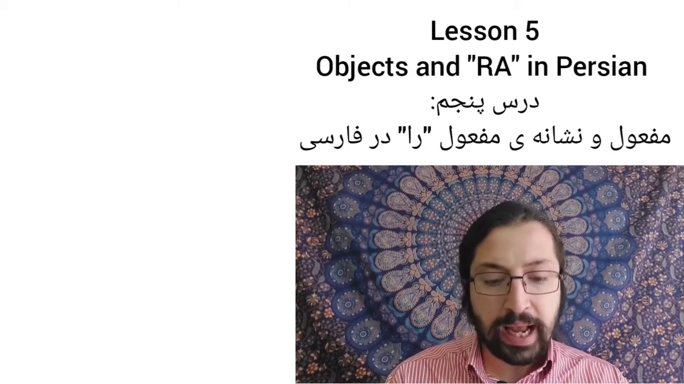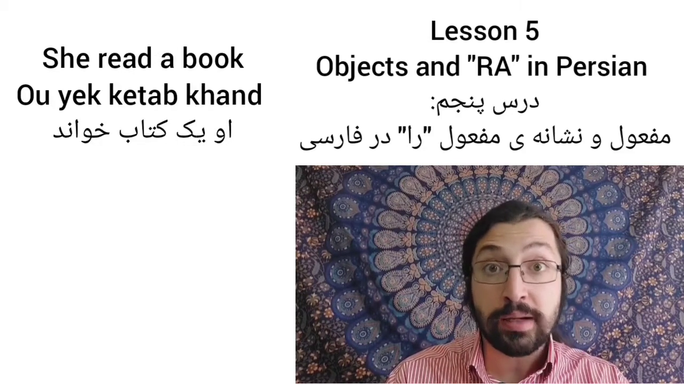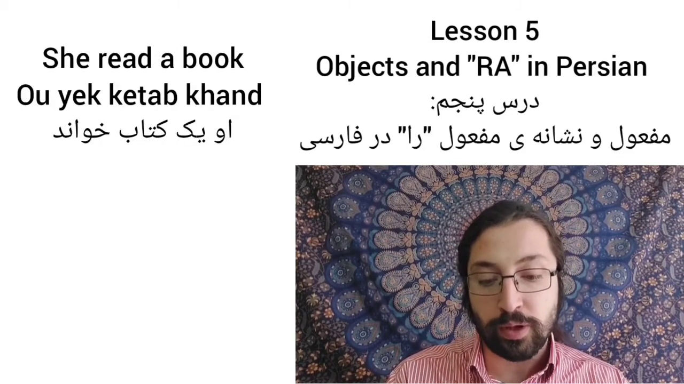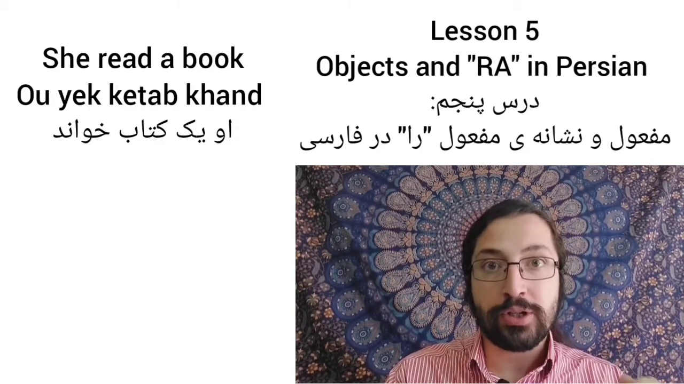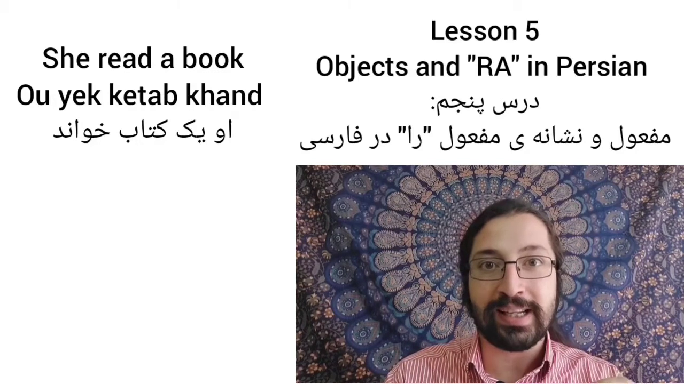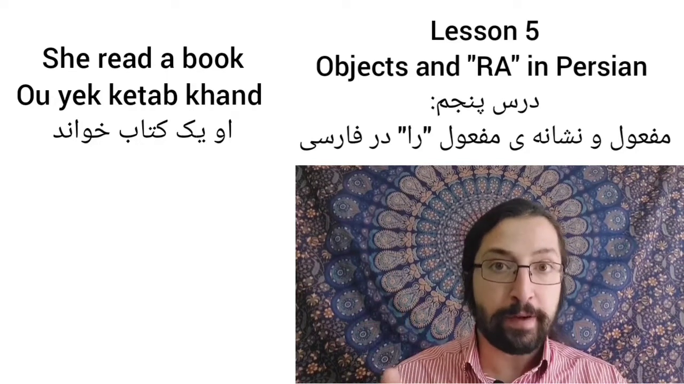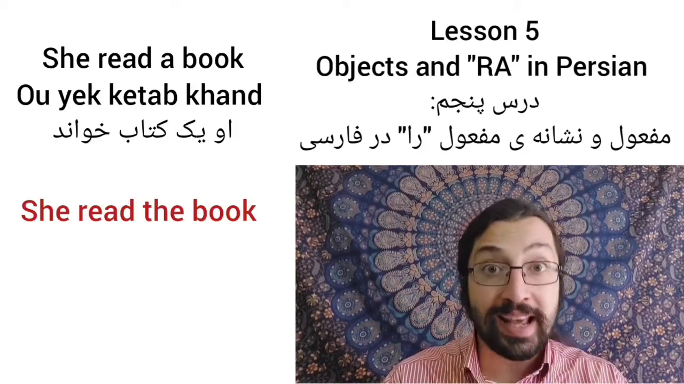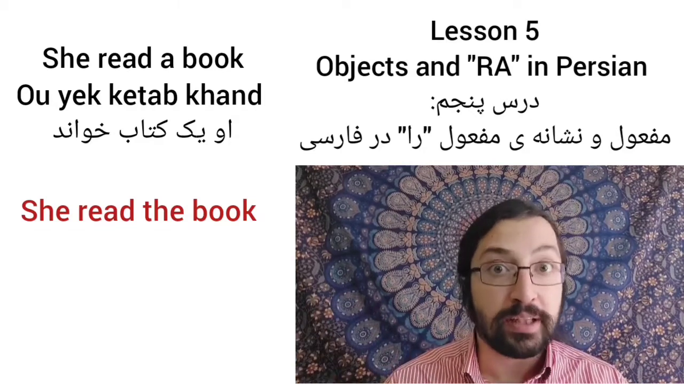So for example, we had this sentence. She read a book, okay? She read a book which was او یک کتاب خواند. So here, a book is an indefinite object. So what if we want to make it like she read the book? I mean, we want to make it like definite objects.